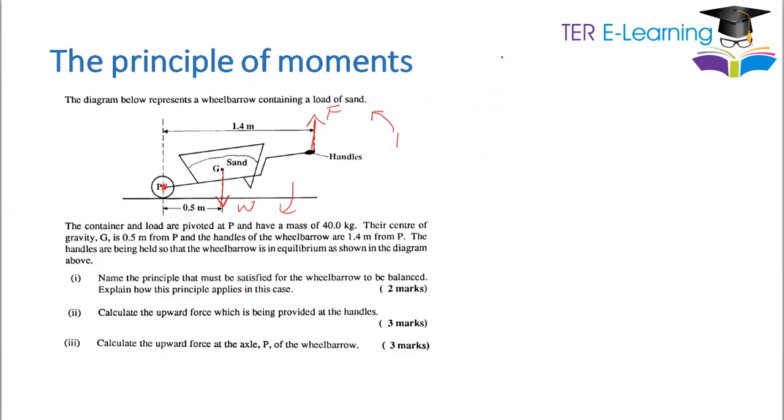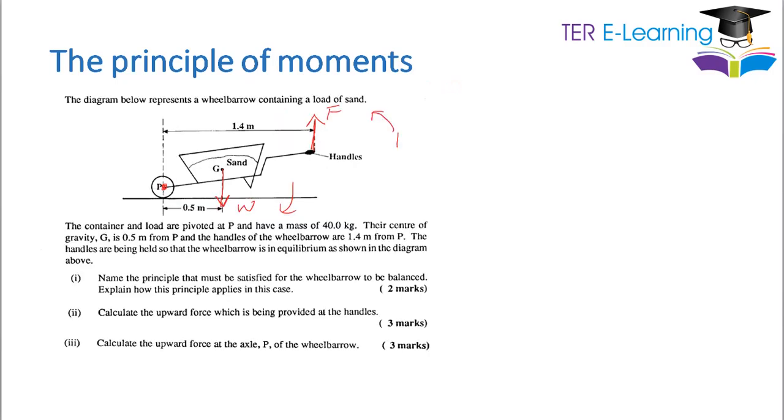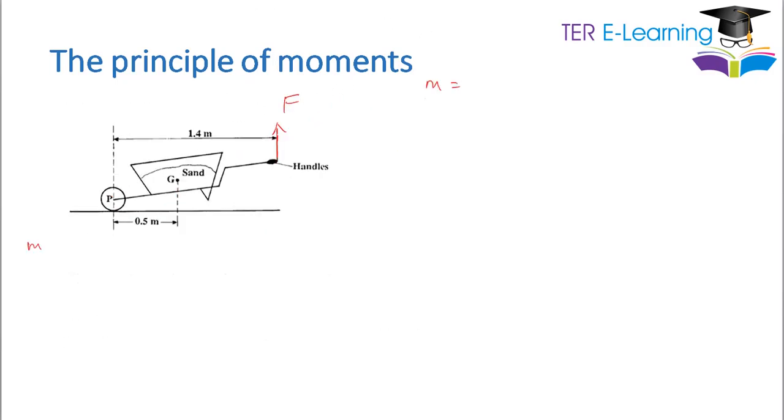So in order to work this out, let me just go to a blank page. So you want the upward force being provided at the handles. So the question is really asking, what is this force here? So let's call this force F. Now they told you the mass of the sand. Let me work that out here. So the mass of the sand is, how much they said? 40 kilograms. So the mass of the sand is 40 kg.